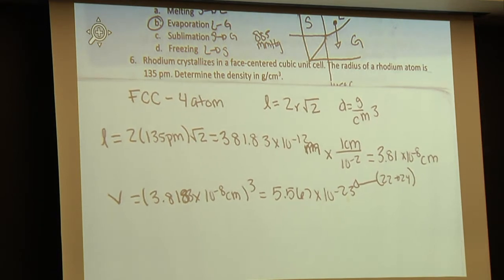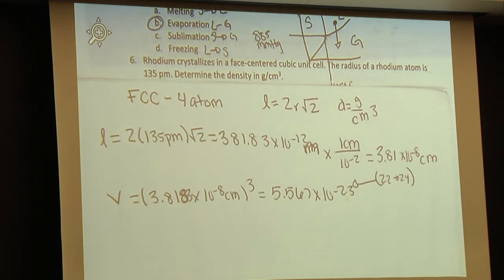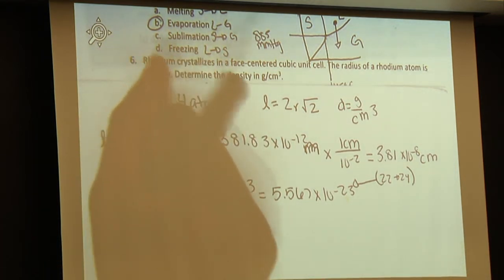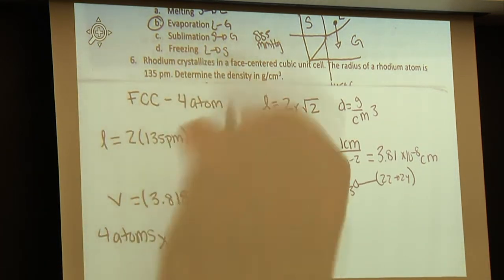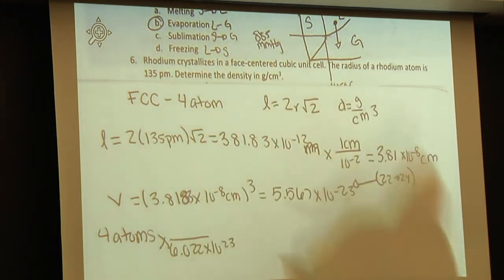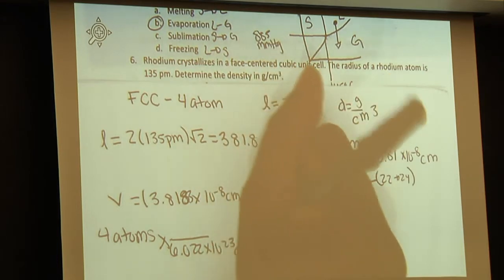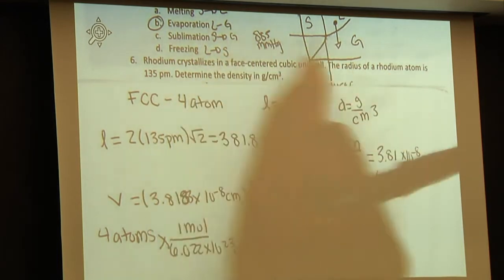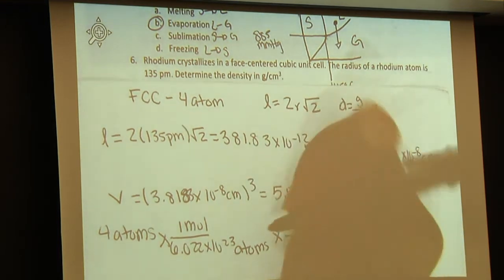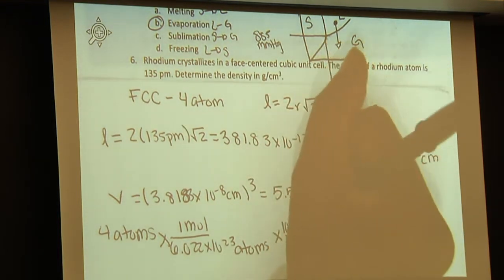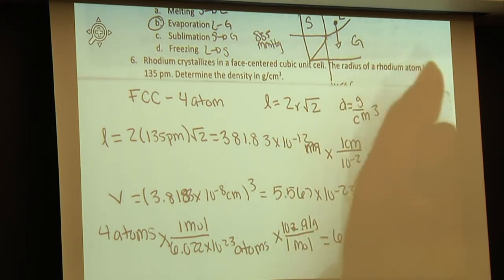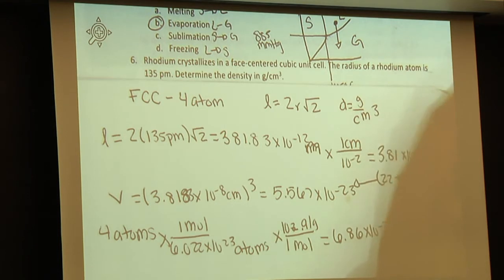All right, so now after we found the volume, let's find the amount of grams. So we're starting off with 4 atoms. And we know that there is 6.022 times 10 to the 23rd, Avogadro's number. This is that amount of atoms per 1 mole. And then after looking up on your periodic table, you saw that rhodium was 102.91 grams per 1 mole. And then you should get 6.86 times 10 to negative 22 grams.